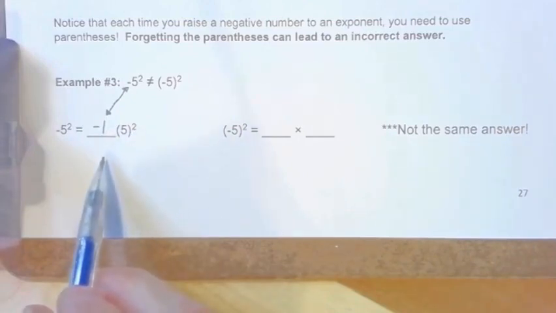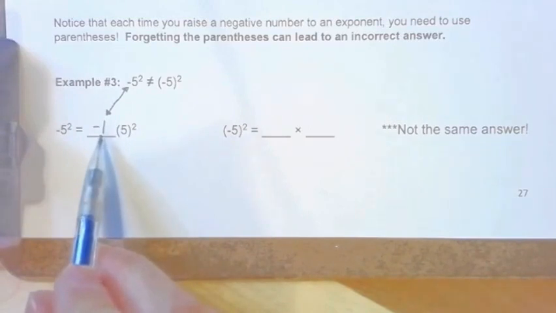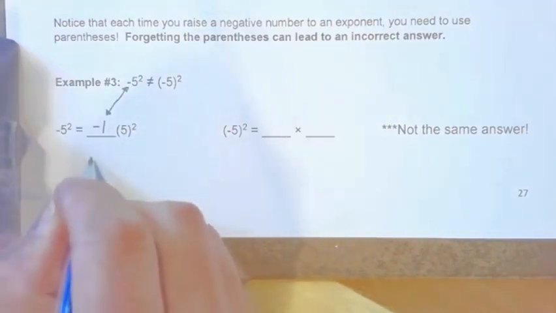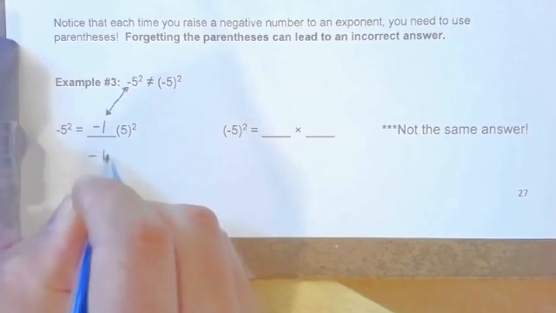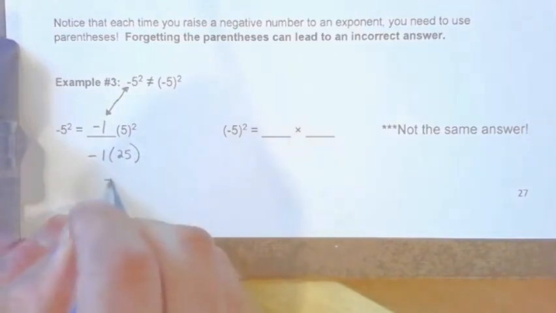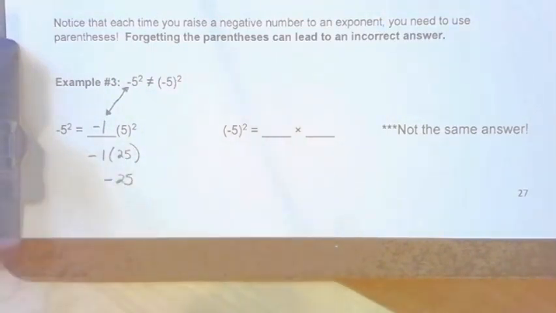Then what we need to do first, before we multiply by -1, is actually evaluate how much 5 to the second power is. Well, 5 to the second power is equal to 25. And so now this means to do -1 times 25, and -1 times 25 is -25.